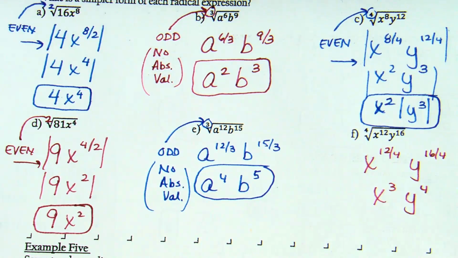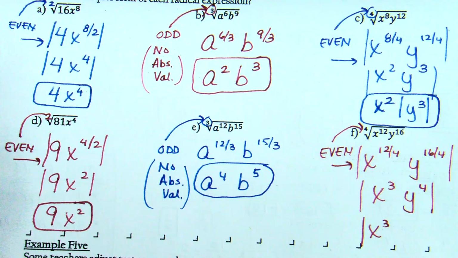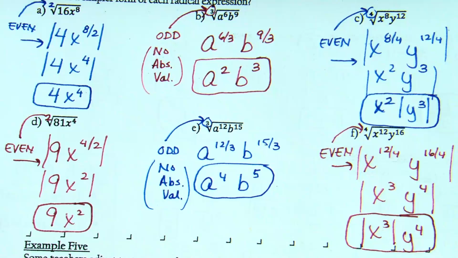Are we considering absolute value? Yes, because that little 4 is even. Could x to the third ever be negative? For sure. If you have a negative number, 3 of them are a negative. So we need absolute value there. Y to the 4th, could that be negative? No, because if you multiply 4 of something, an even amount of something, it will always be positive.